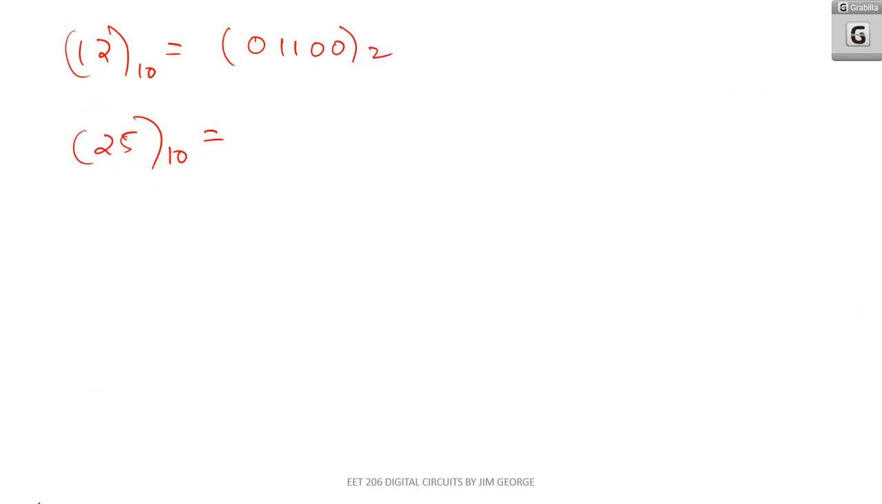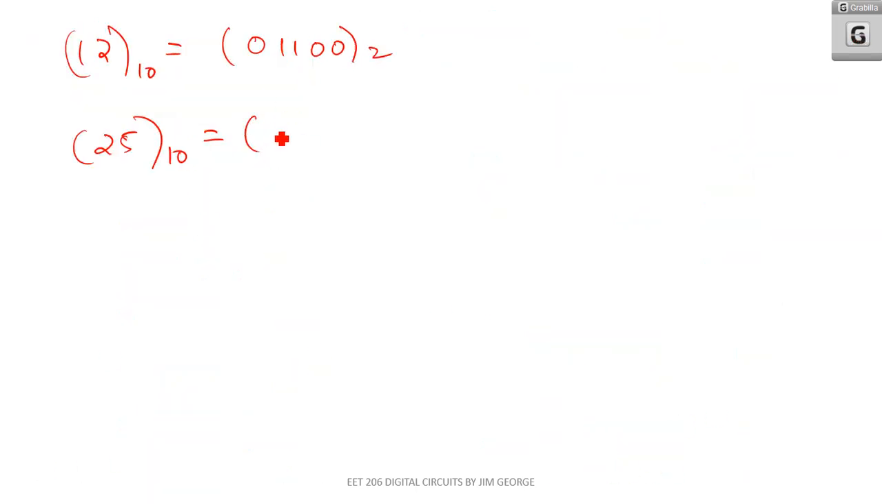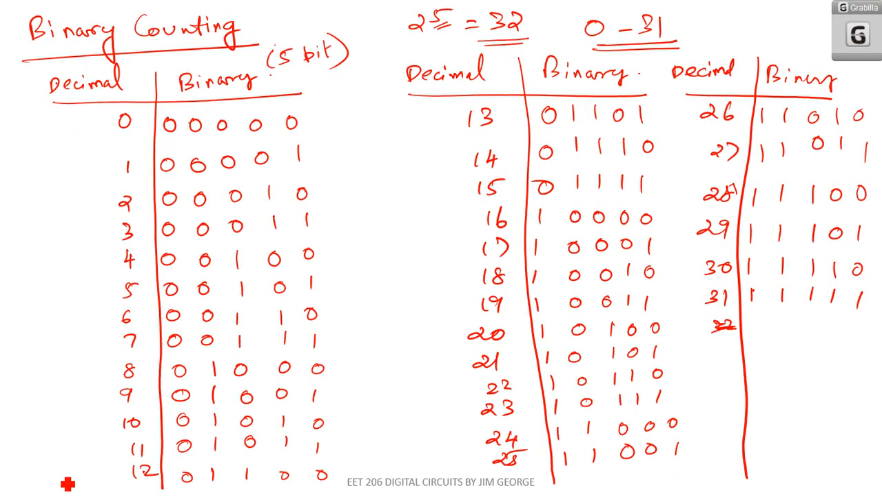How can you write it? 25 to the base 10. You can write it as 1 1 0 1, 1 1 0 1 to the base 2. So I think you have understood binary counting as well as decimal counting. So here I am stopping with this binary counting technique.